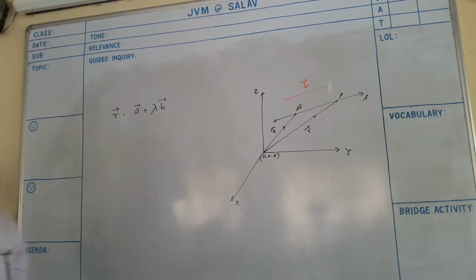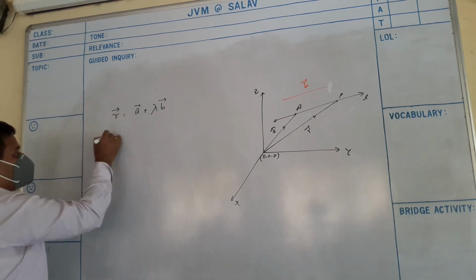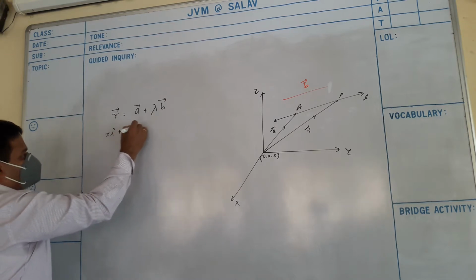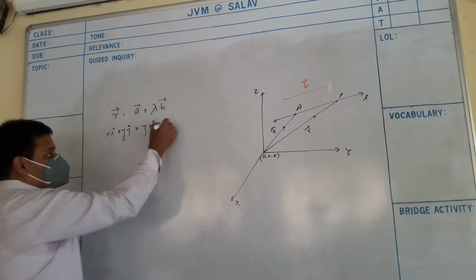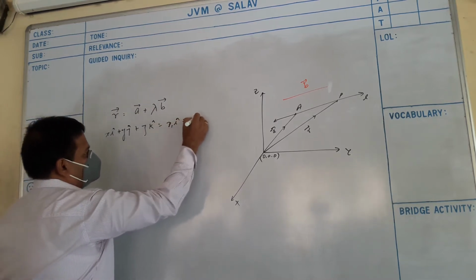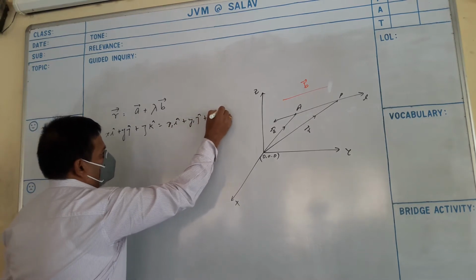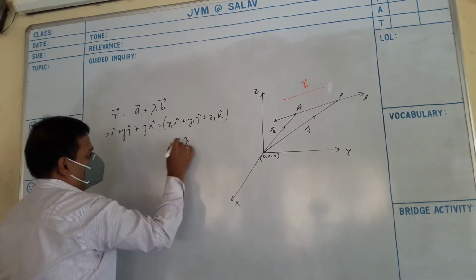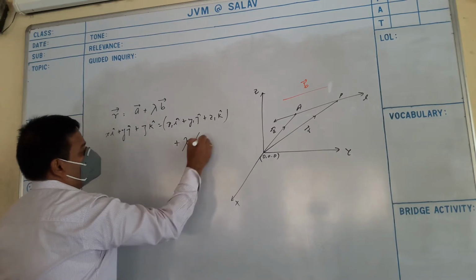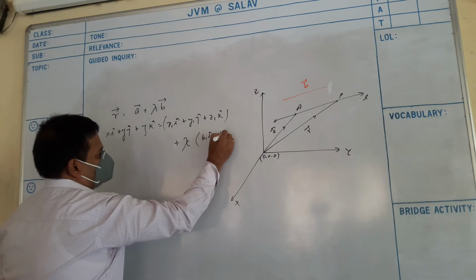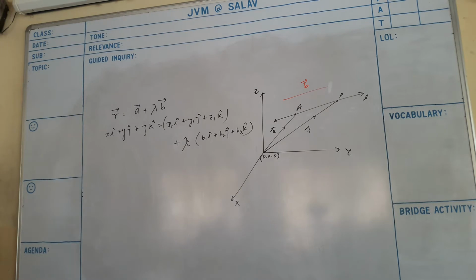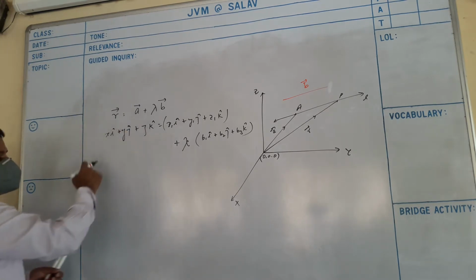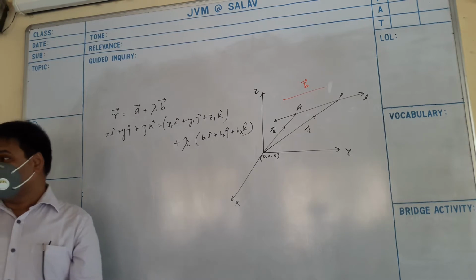In Cartesian form, I converted it into Cartesian form. Here vector R is xi, yj and zk, and here vector A is x1 i, y1 j and z1 k, plus lambda vector B. What is B? b1 i, b2 j and b3 k. And when we reduce it and bring this side, that I already discussed.